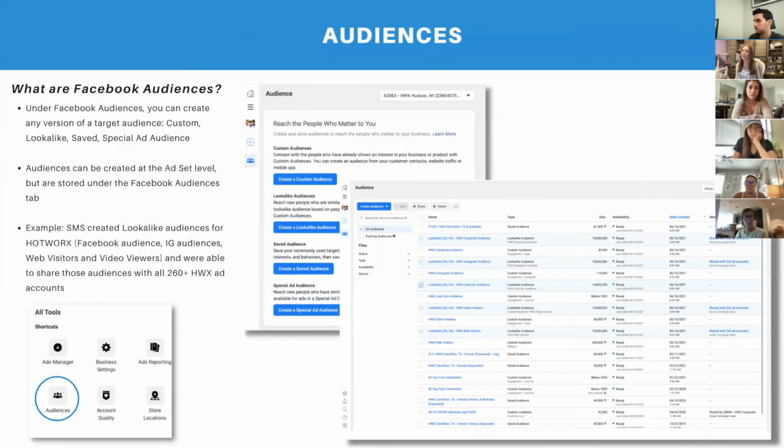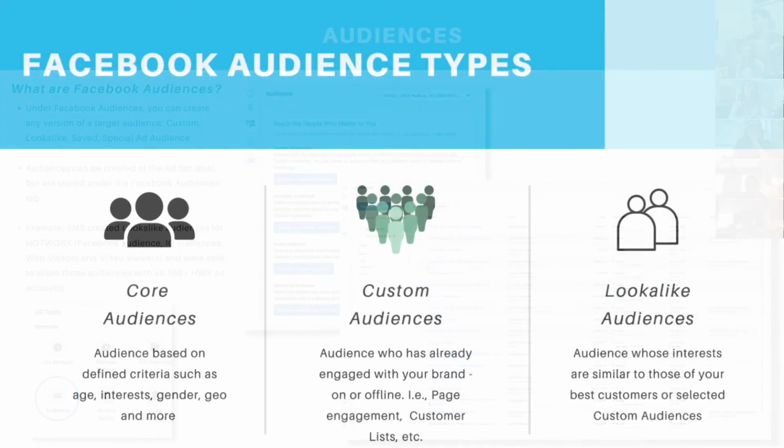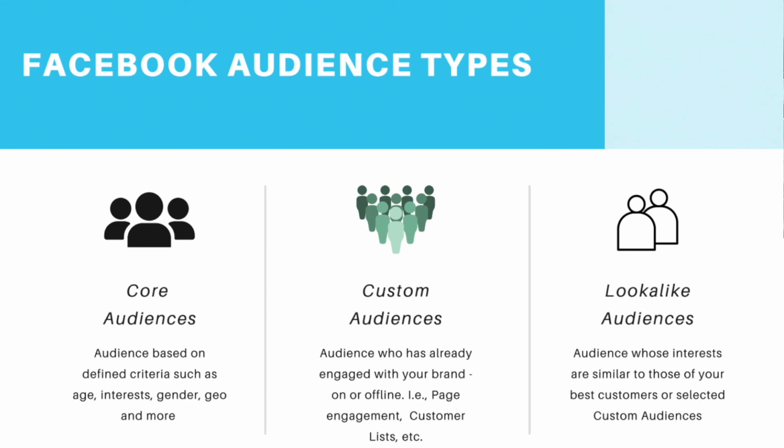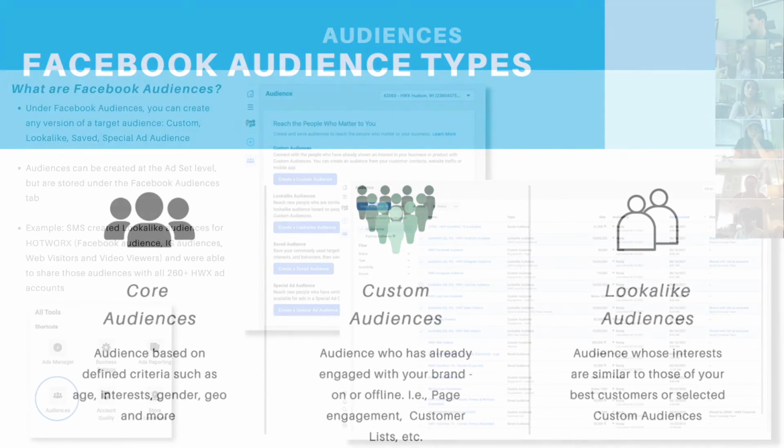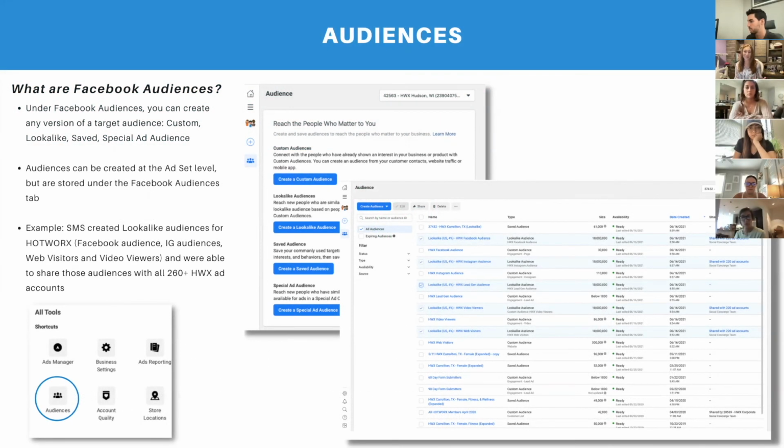So the next one is audiences. Under Facebook audiences, you can create any version of a target audience. That includes custom, lookalike, and special ad audiences. They can also be created at the ad set level, but they are all stored under the Facebook audiences tab. This makes it very, very easy to share audiences among a mass amount of locations.